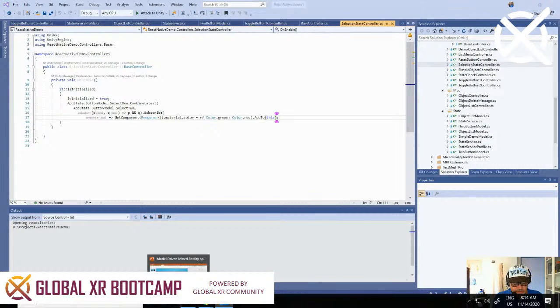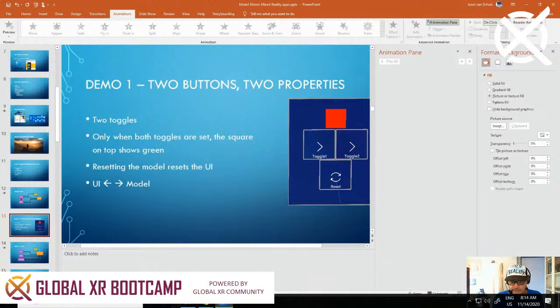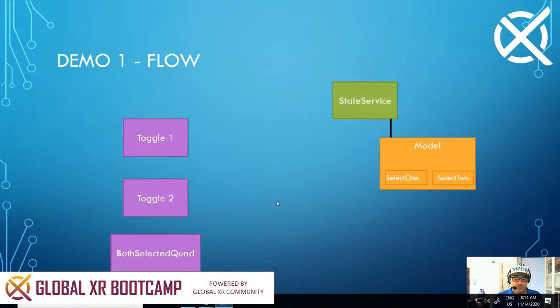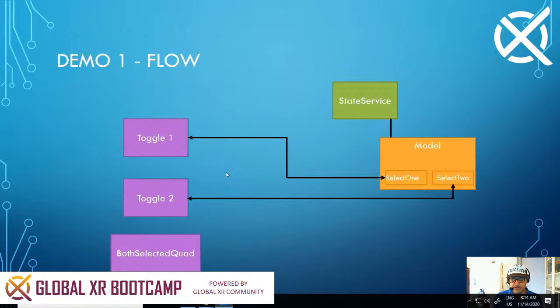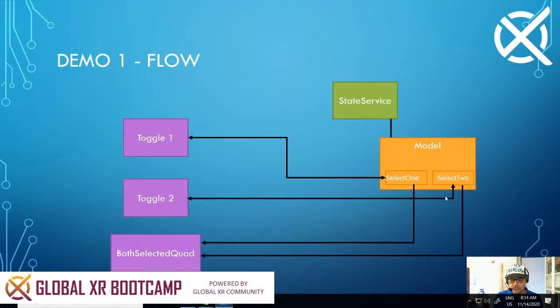Like I said, if this was a little bit too complex in code, I also made a little diagram. It works like this. We have a toggle service that has a model with a select 1 and a select 2 property. This toggle already has an event, and has gotten the model from the state service. So it changes select 1, and if select 1 changes, it reads back. The same is for toggle 2, only another property, and the reset quad only listens to both properties.